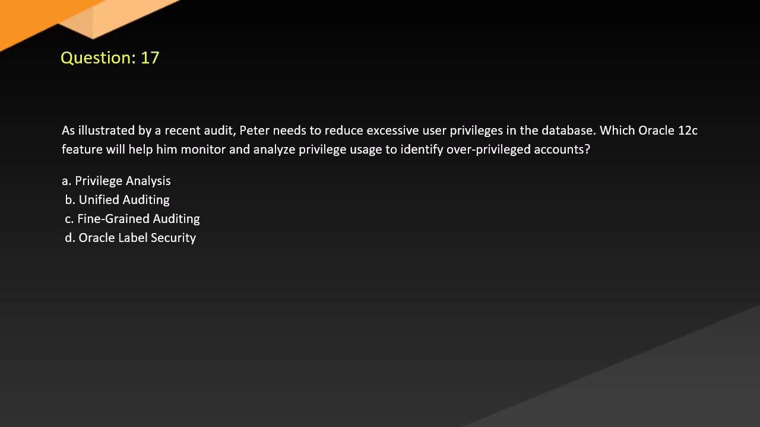Question 17. As illustrated by a recent audit, Peter needs to reduce excessive user privileges in the database. Which Oracle 12c feature will help him monitor and analyze privilege usage to identify overprivileged accounts? A. Privilege analysis. B. Unified auditing. C. Fine-grained auditing. D. Oracle Label Security.